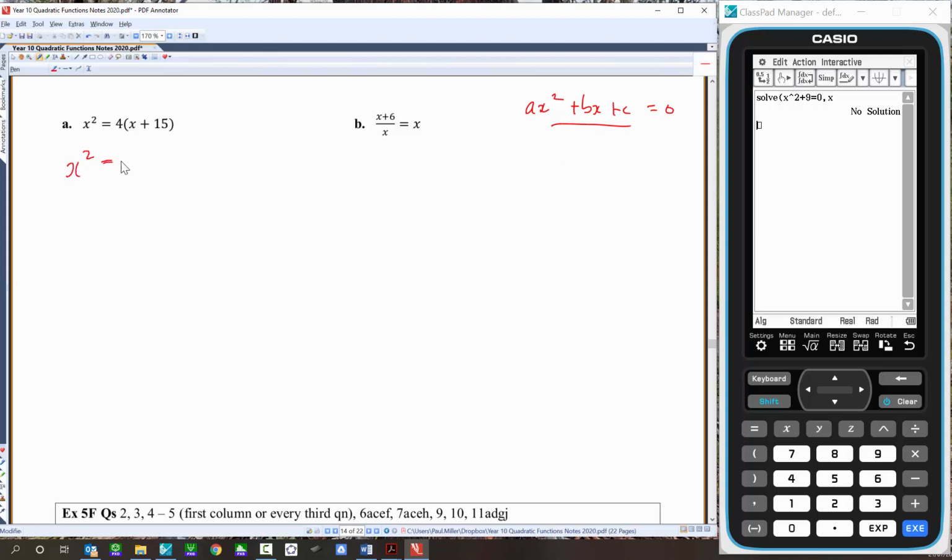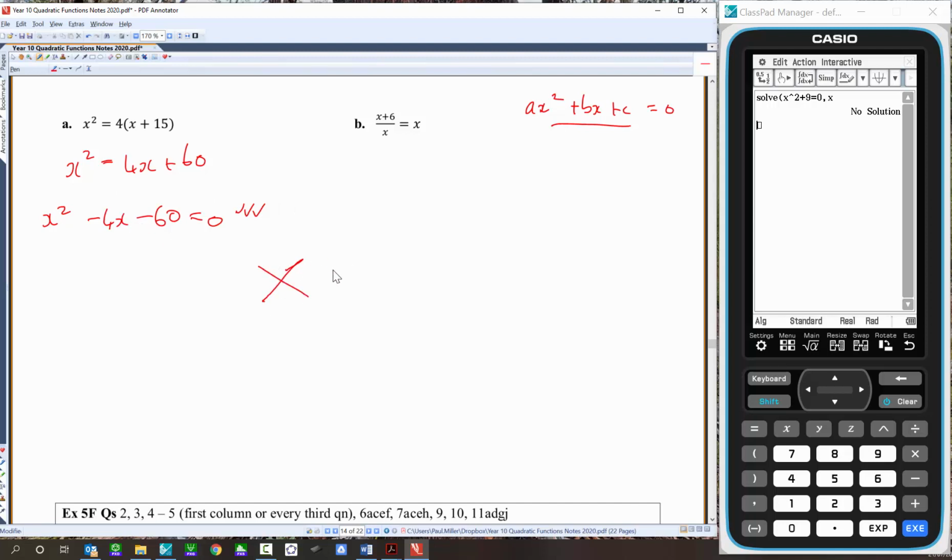So for this one here, what I'm going to do is expand that. 4 times 15 is 60. All right, now what I'm going to do is subtract both of these terms from the left-hand side, from the right-hand side rather. X squared take 4x take 60 equals 0. All right, now we've got it in the right form. Okay, so how do we do this? We've got a 3-term or a trinomial.